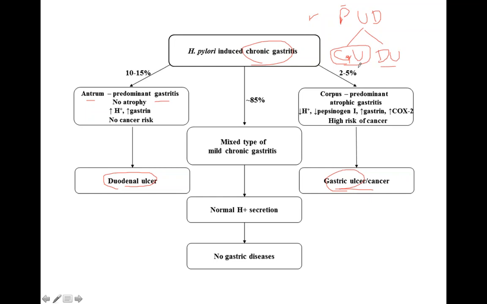So if you find a gastric ulcer, then the next step will be biopsy, because we want to rule out cancer. This thing also is important. I will come to that later.